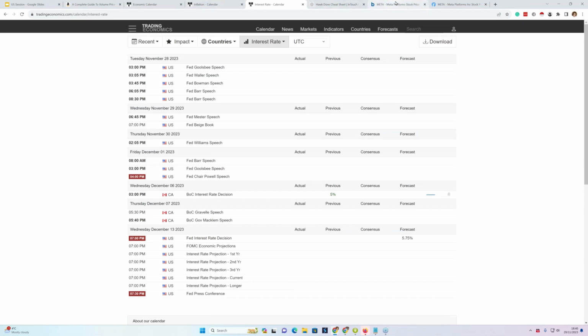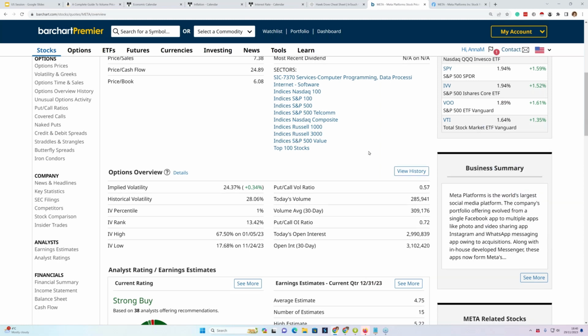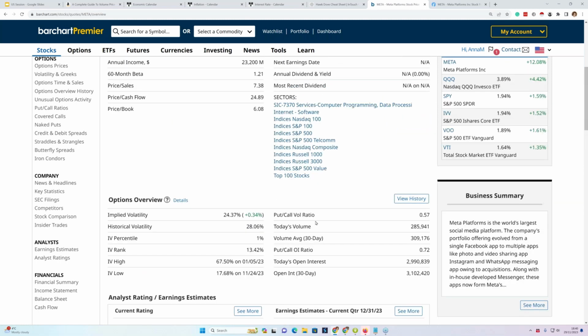Here is a quick look at the options market from the perspective of the put and call ratio, and you can see everyone is very positive. If that were anything under 1, it tells us that there are more calls than puts. So the option market is certainly very long at the moment for Meta. Right, that's what I've got to say.